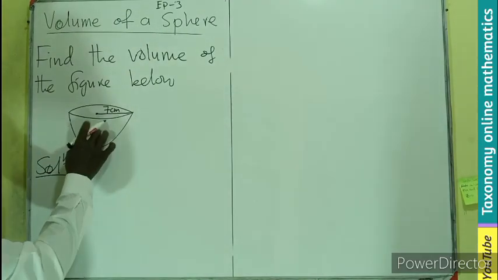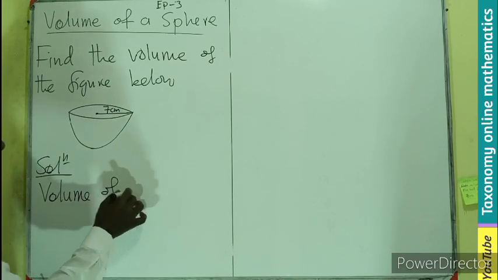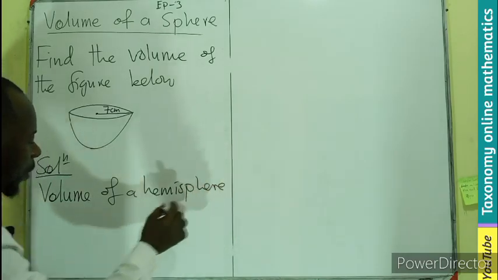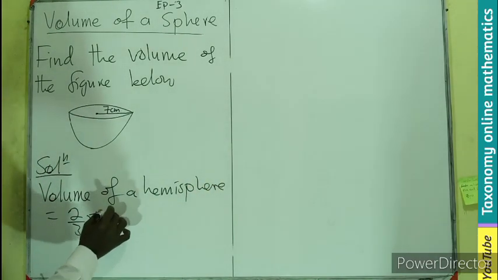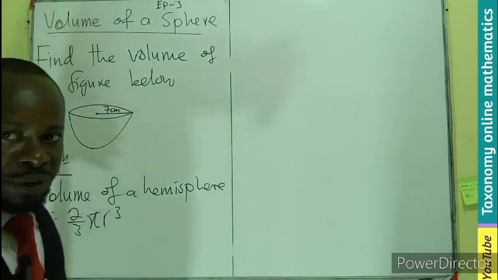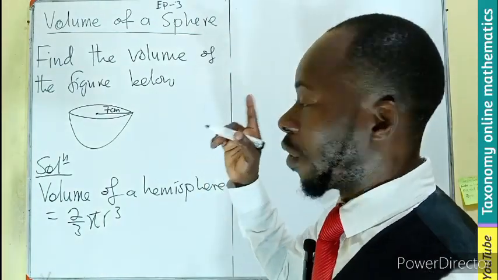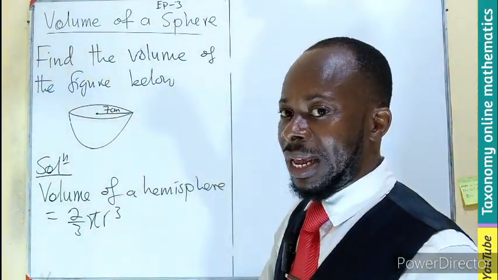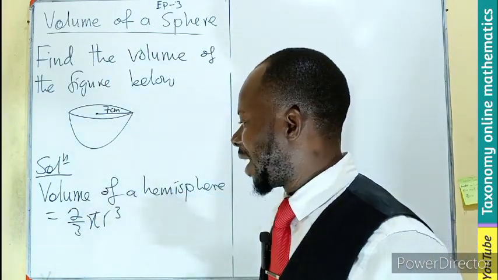Our volume. We know the volume of a hemisphere is going to be 2 on 3 pi r cubed. How we derive this formula has been dealt with in the first episode of volume of a sphere. We know the volume of a sphere is 4 on 3 pi r to the power 3. So half of that will give us exactly this.